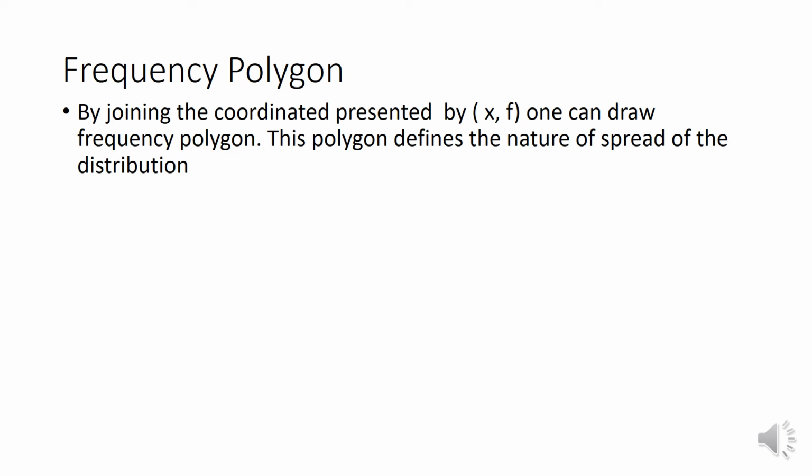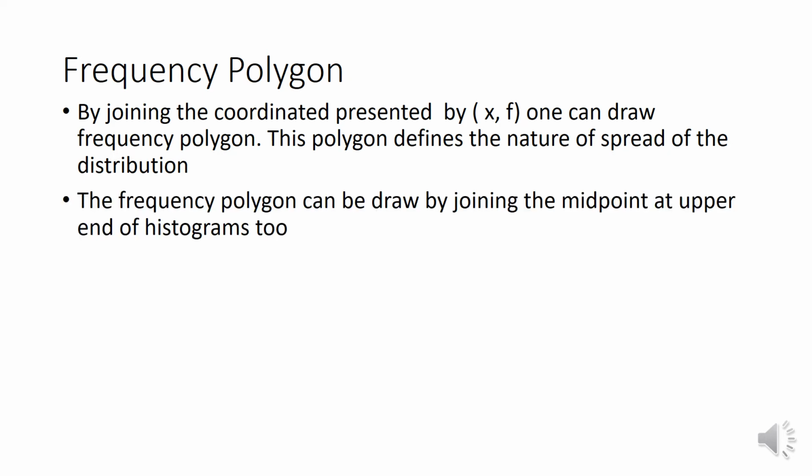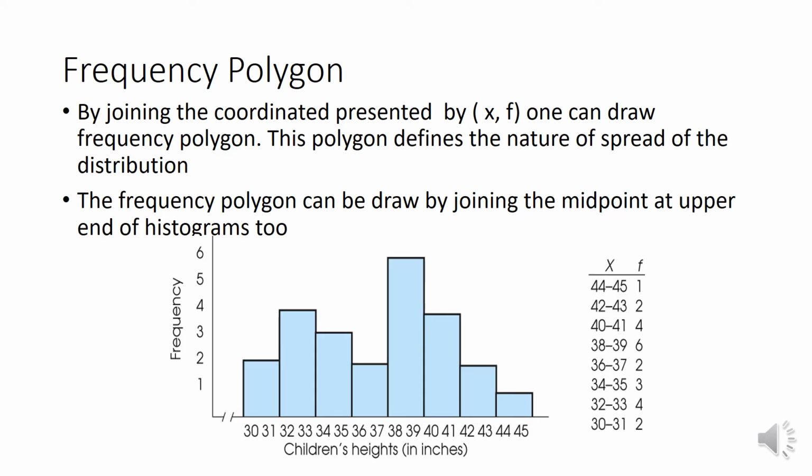The frequency polygon is nothing but a smooth polygon shape which defines the spread of the distribution. This is done by joining the midpoints at the upper end of the histogram. Here is my histogram which we have already defined. In this, this is the midpoint of the first bar, then this one is the second, and this one is third. These are the midpoints, isn't it? Midpoints at the upper part.